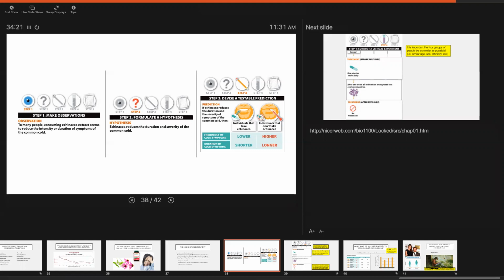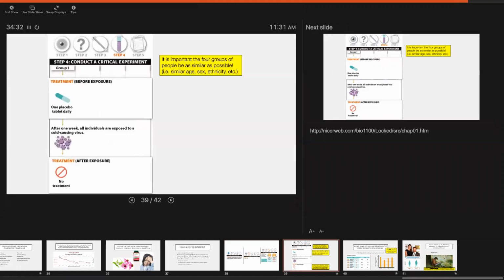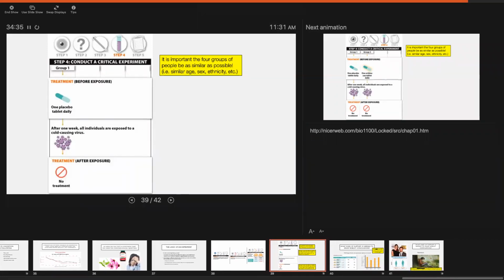Then we devise a testable prediction. If the hypothesis is true, then echinacea should reduce the duration and severity of symptoms if taken before a person gets the cold. But actually, we're curious about a couple of different things here. We have to conduct an experiment that tests not only if echinacea reduces the incidence of colds, meaning how often people get colds, but also whether or not it reduces the duration of the cold. So really we need a treatment group of people taking nothing, a placebo tablet, one that doesn't actually have echinacea in it, and a different group of people that are taking echinacea.